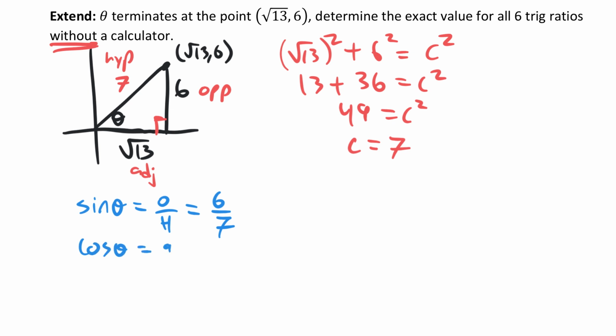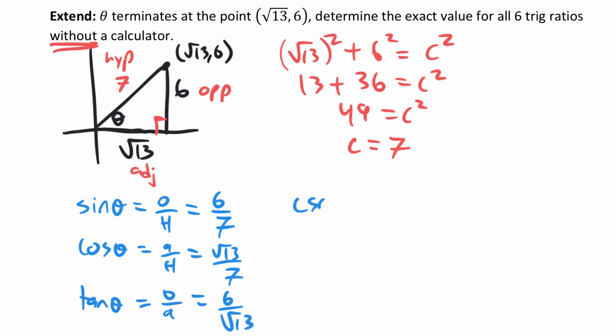Cos is adjacent over hypotenuse, which is root 13 over 7. Tan theta is opposite over adjacent, so that's going to be 6 over root 13. Now, cosecant is just the flip of sine, the reciprocal of sine, so 7 over 6.